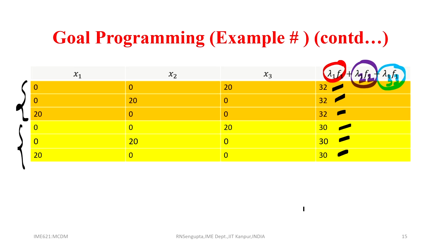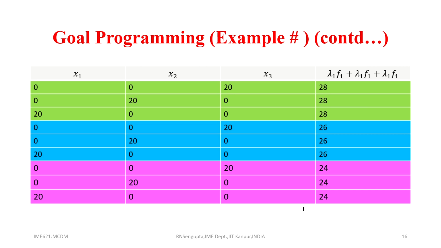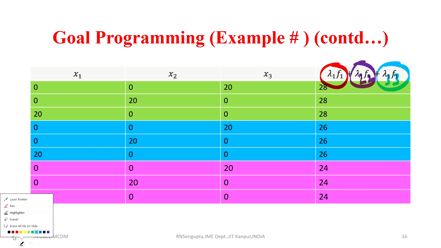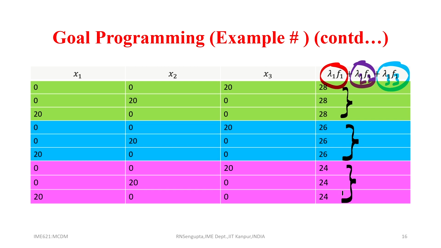So, I will draw it again for different values of lambda 1, lambda 2, lambda 3. So, this is lambda 1 into f1, lambda 2 into f2, lambda 3 into f3. We get 28 in one case for some combinations of lambda, 26 in another case for other combinations of lambda, and 24 in a third case for a third set of combinations of lambda.